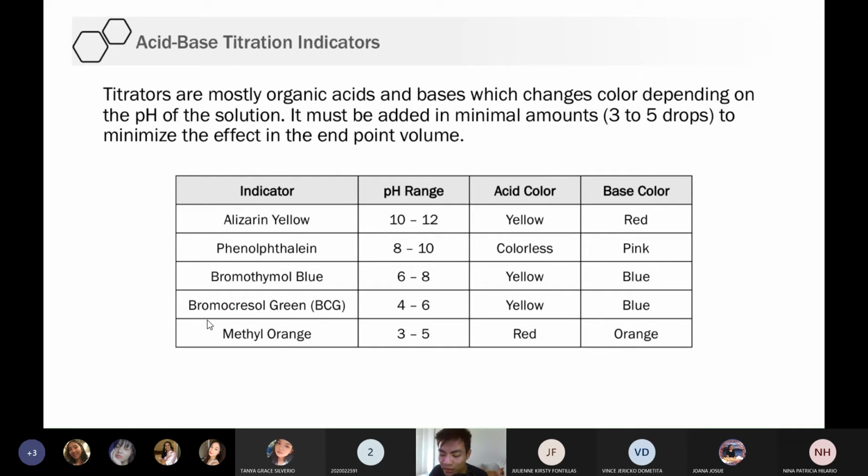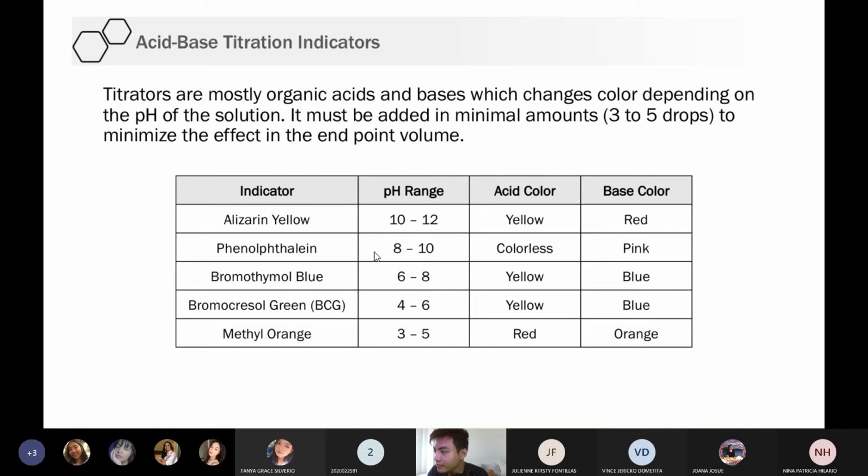And ano po yung indicator na pipiliin ko? Kunwari, weak acid, strong base. Weak base, strong acid. Kunwari, strong acid, strong base. Ano kaya pipiliin ko, sir? Ang pipiliin nyo na indicator for different types of titration must correspond to the pH at equivalence point. Kailangan pasok yung pH at equivalence point dito sa pH range niya.